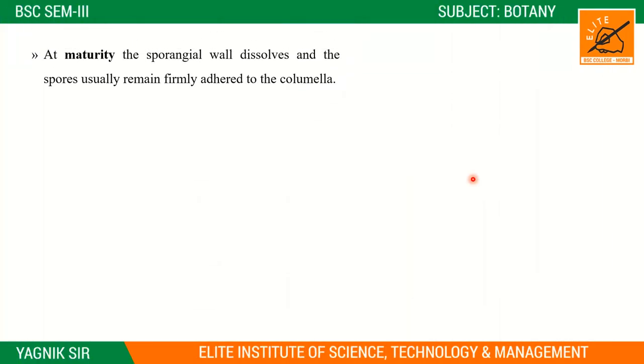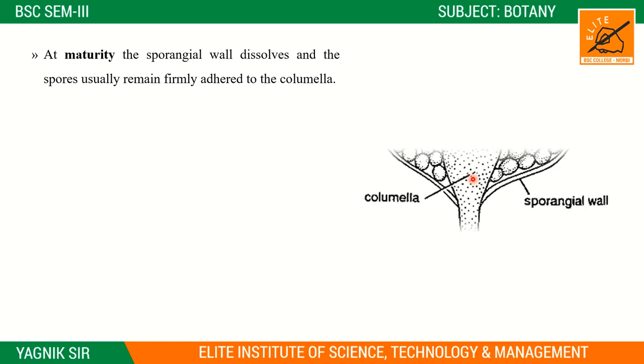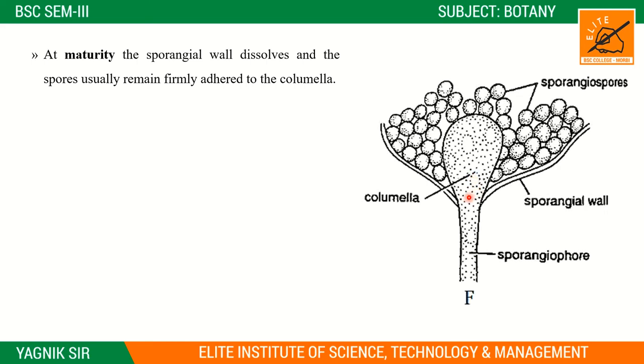At maturity the sporangial walls dissolve. As I said just now in the image, the wall will break and liberate. So this is about what happens after maturation. These sporangial walls dissolve, and the spores usually remain firmly adhered to the columella. In this image we can very clearly see that these cell walls are dispersed. These cell walls are not distinguishable, and the cell wall breaks up, dissolves, etc. You cannot point to any wall on top, right? And these spores are liberated. That means they are dispersed slowly by wind, ants, or insects, right?